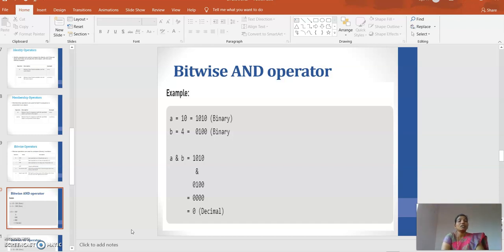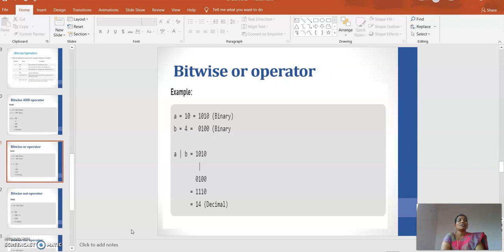Otherwise it produces 0. And bitwise OR, same example, 1010 and 0100. First compare the first digit, 0 and 0, gives 0. 1 and 0, gives 1. 0 and 1, gives 1. 1 and 0, gives 1. So the corresponding decimal value is 14. Because with the bitwise OR operator, if any one of the bits is 1, it produces 1. Only when all the bits are 0 does it produce 0. Otherwise it produces 1.